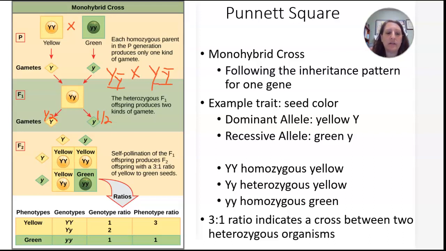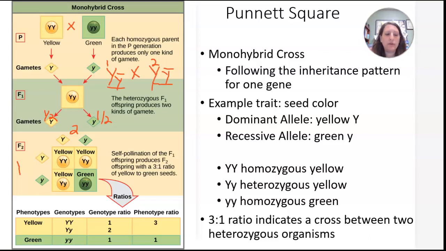Here is the Punnett square. I'm going to take the gametes of one parent and put them over here, and the gametes from my second parent and put them over here. If this is parent number 1 and this is parent number 2, parent number 1's gametes are listed on the left-hand side of the square, and parent number 2's gametes are listed across the top. Again, for parent number 1, half the gametes are big Y and half are little y.